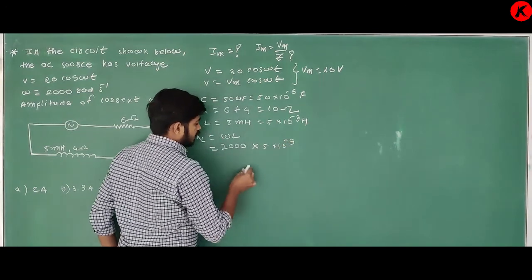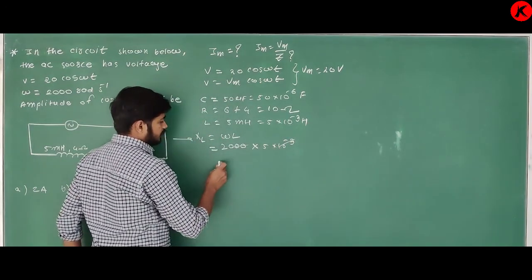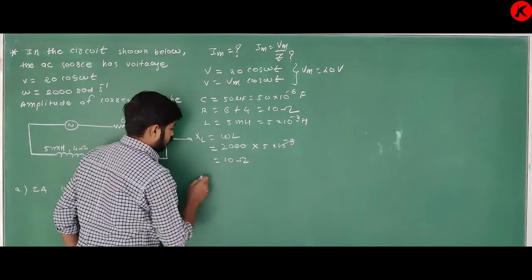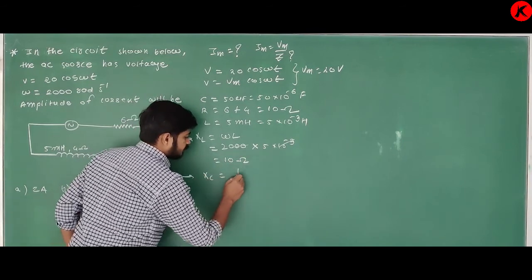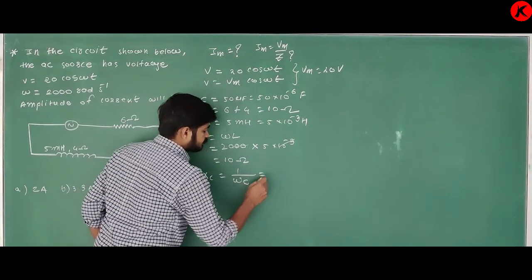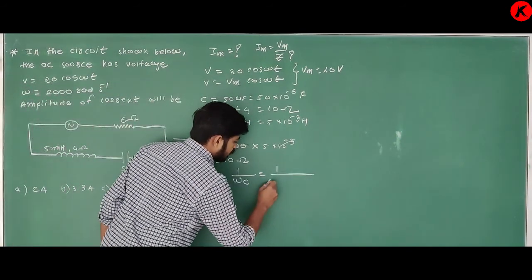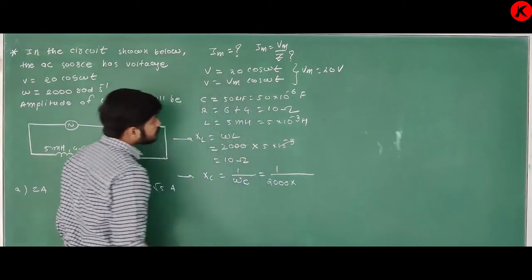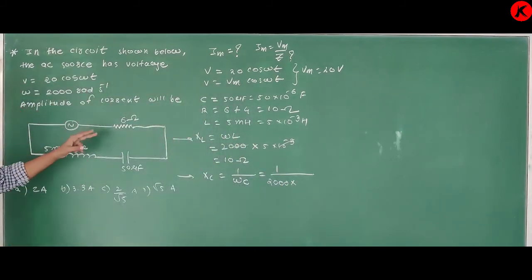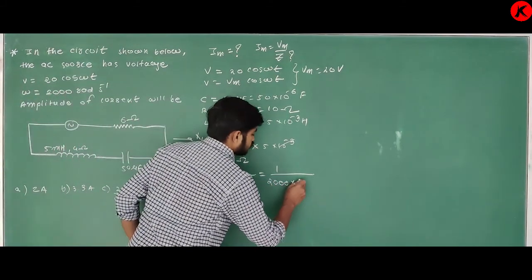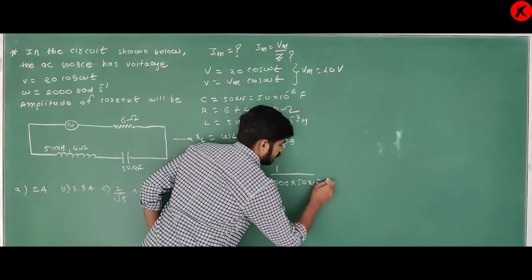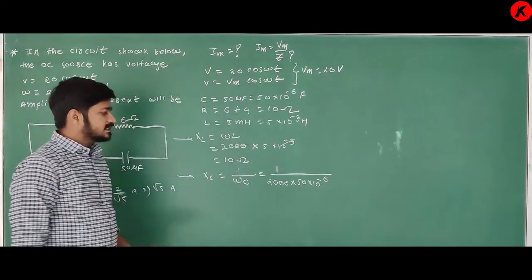5 into 10 raised to minus 3. So XL is 10. Now XC. XC is 1 upon omega C. So it is 1 upon omega, and omega is 2000. And C is 50 into 10 raised to minus 6.